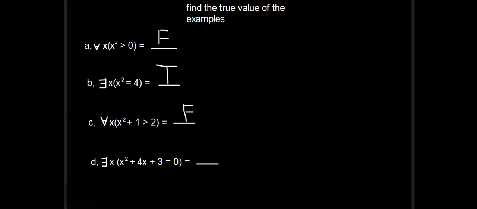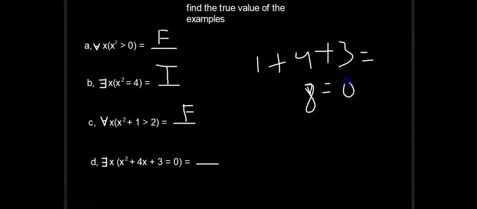Well, this one needs a lot of trial, so let's try 1. If I try 1, 1 times 1 is 1. 1 plus 4 times 1 is 4, and plus 3, it will be 8. 8 is equal to 0? So this is false. 8 cannot be equal to 0, so we've got to try negatives, because I want a number that can make the whole statement true.